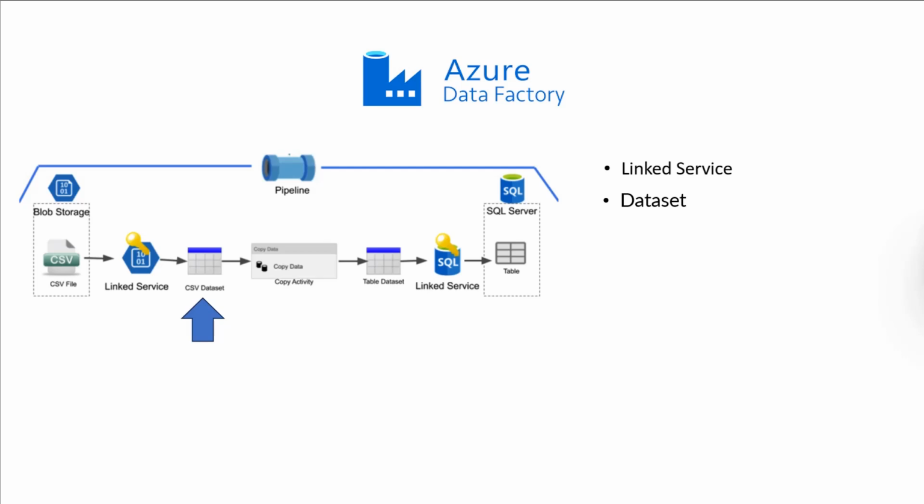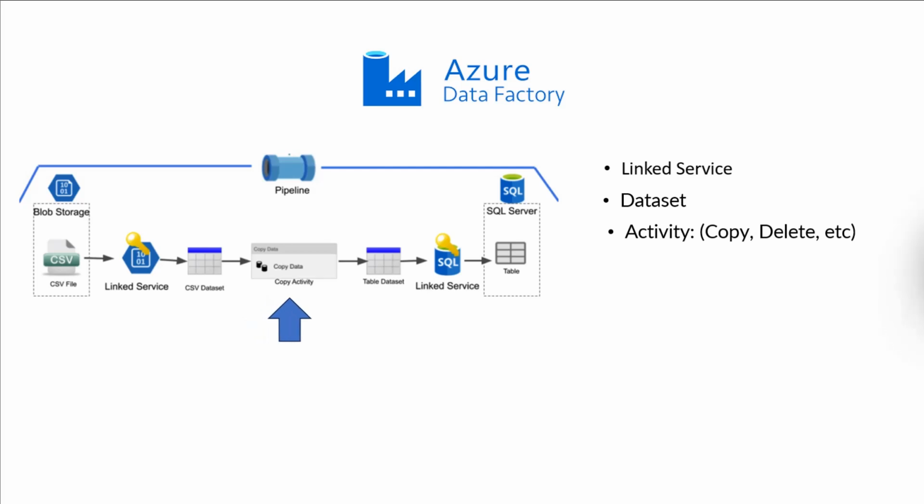Next one is the dataset. Dataset is the schema and structure of the data that you are extracting or you want to load. So for example, in this case, when you extract data from the CSV file, you put it in a dataset. The dataset represents its schema and structure. And then on the other side of the pipeline, when you want to load it to the SQL server, again, you put it in a different dataset and make it ready for loading to the SQL Server table.